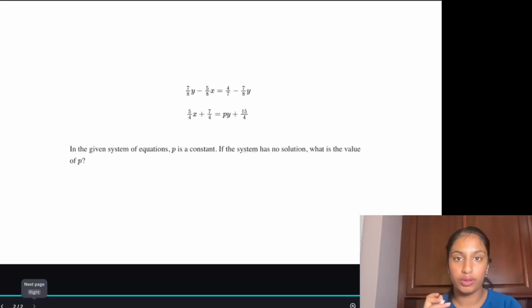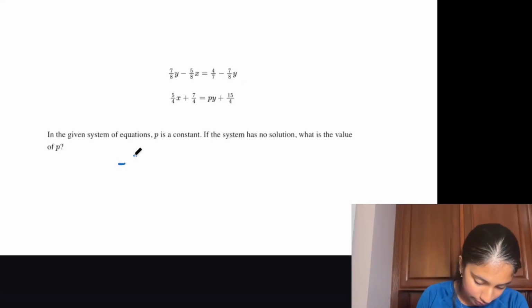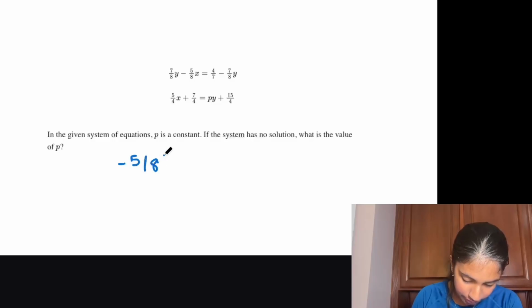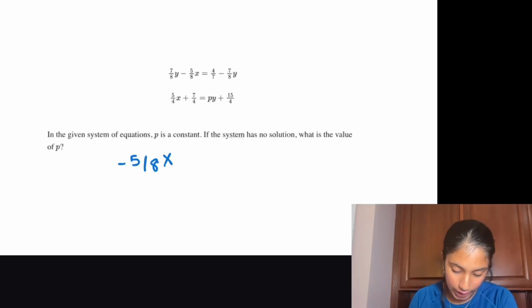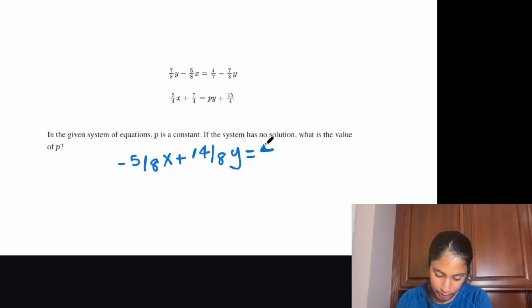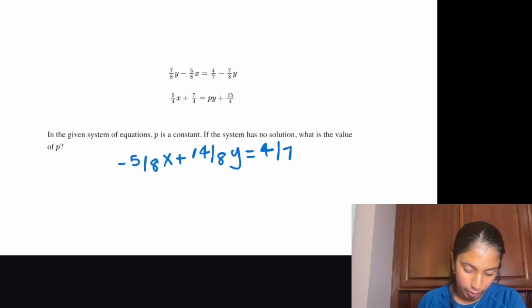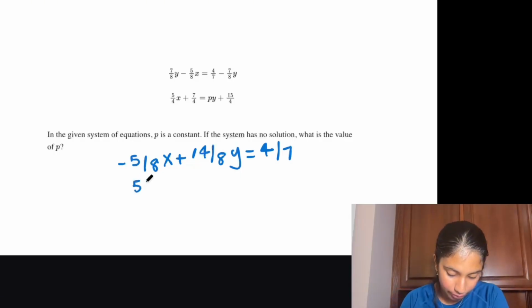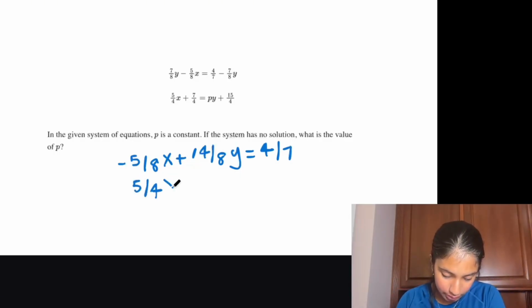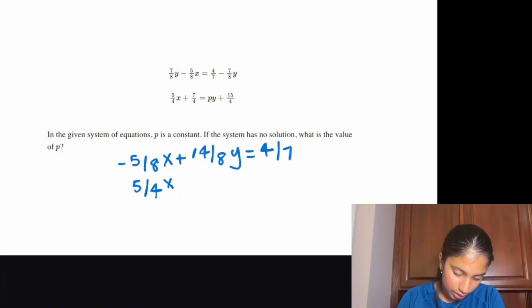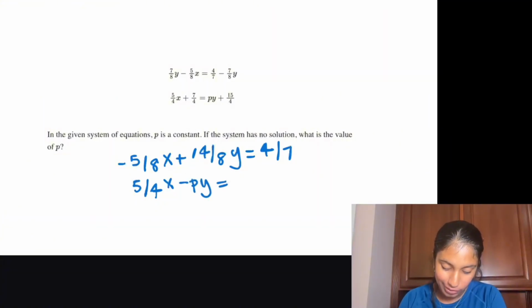So what I'm going to do is I'm going to put each of these in standard form. So that'll give me negative 5 eighths x, and then I'm going to bring the 7 eighths over, so plus 14 eighths y equals 4 sevenths. And then on the bottom here, I have 5 fourths x minus py equals 8 fourths, which is just 2.